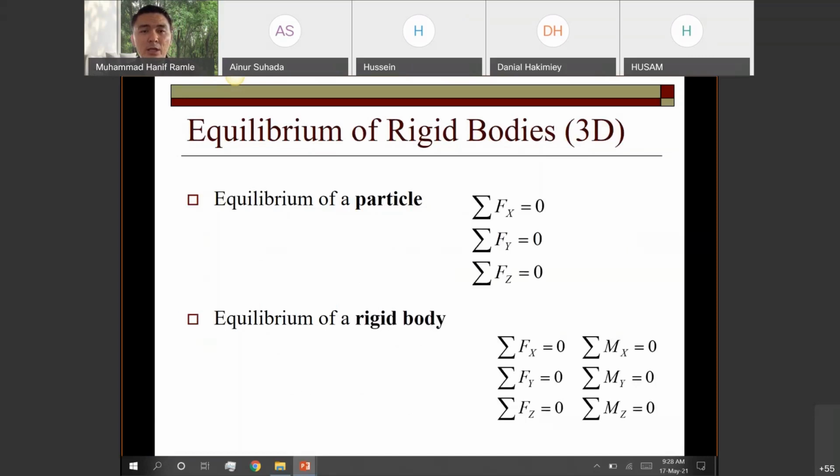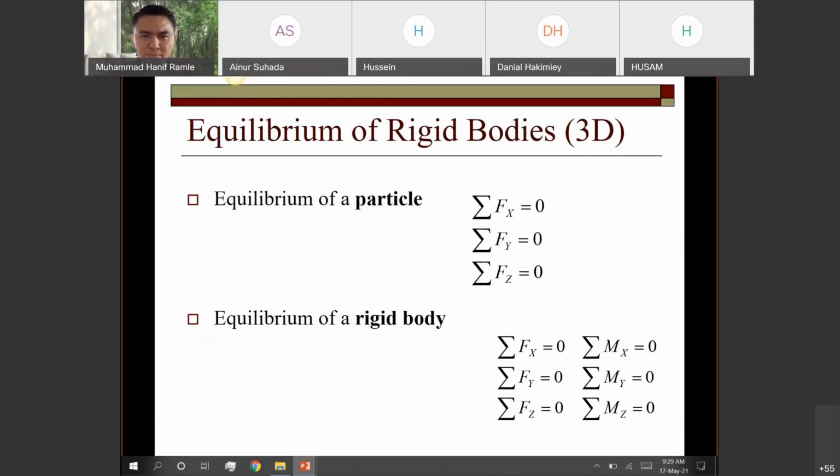So let's recap the equilibrium system that you have learned in the previous lecture. Since we have 3D, we have 3 components, the X, Y, and Z axes. Each of them has a summation of forces, and the summation of forces must be equal to 0. If the summation of forces is equal to 0, the system is in equilibrium.